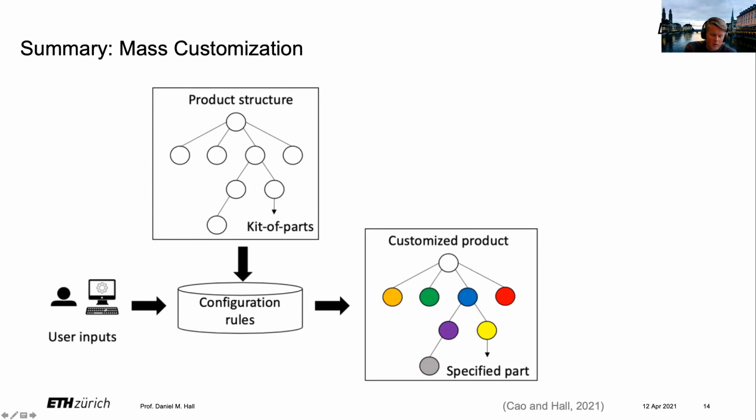Now, these configuration rules might be rules about fit of components. It might be rules about supply chain. They can be whatever kind of configuration rules that you want to embed in the fabrication aware design configurator.